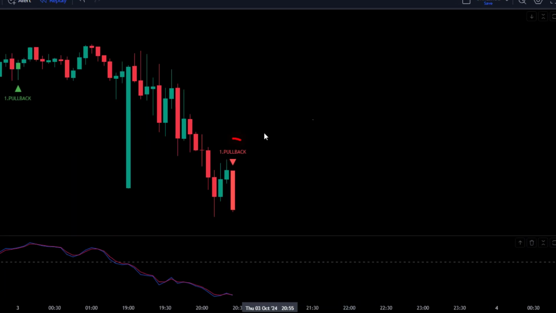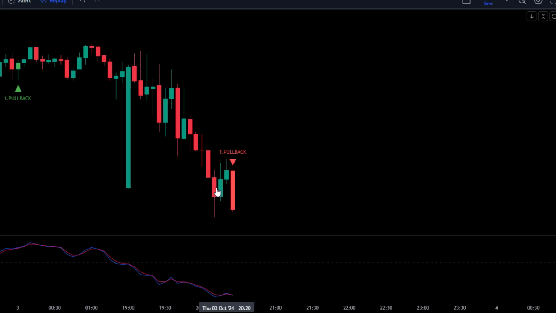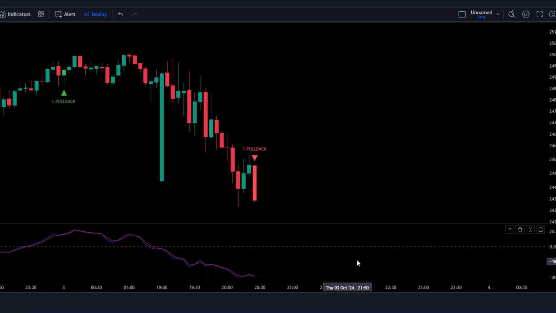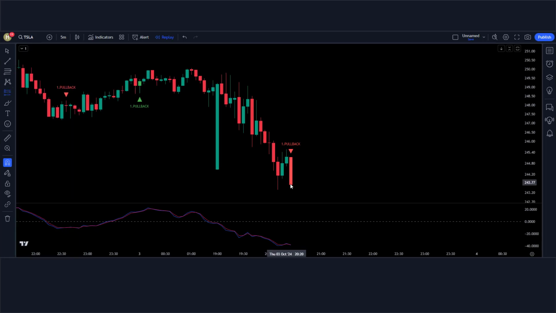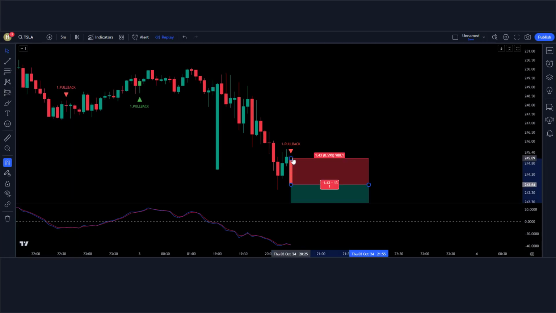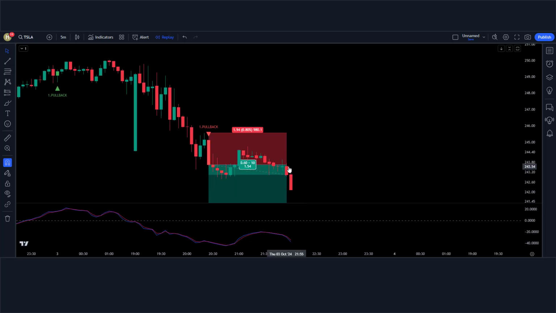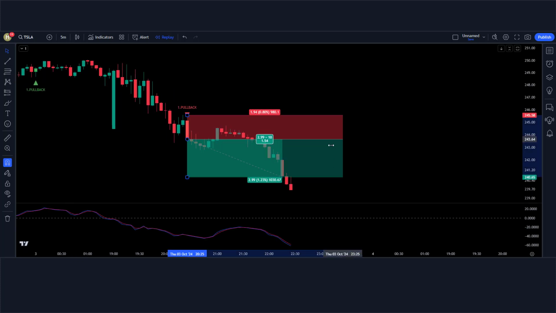Now, let's understand the concept where we will take buy and sell trades based on their conditions. When the EMA and pullback indicator has given us pullback sell signals, when the market forms a bearish candle, and when both lines of the True Strength Index indicator are below the zero line, if this condition is fulfilled, then we will place a sell order. Our stop loss will be placed at the current market's higher level, and the risk to reward ratio will be 1:1.5. The market has completely hit the target.